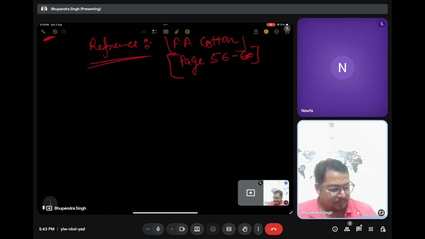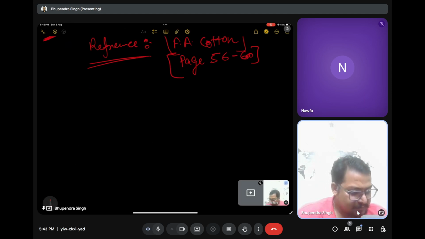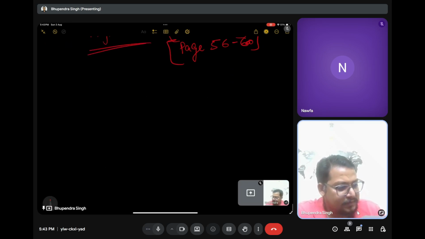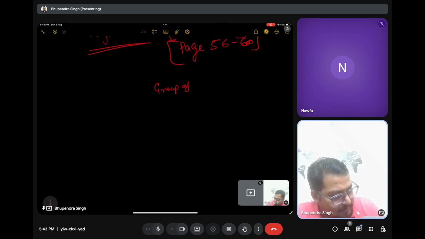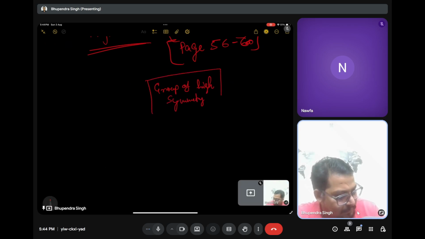Let's move on to this. Okay. So how is this flow chart? This is very important. I think you should note it down. So it will be very easy for you to find the point group of the molecule. Okay. So let's say the group of high symmetry. This is the group. So there are three sections.